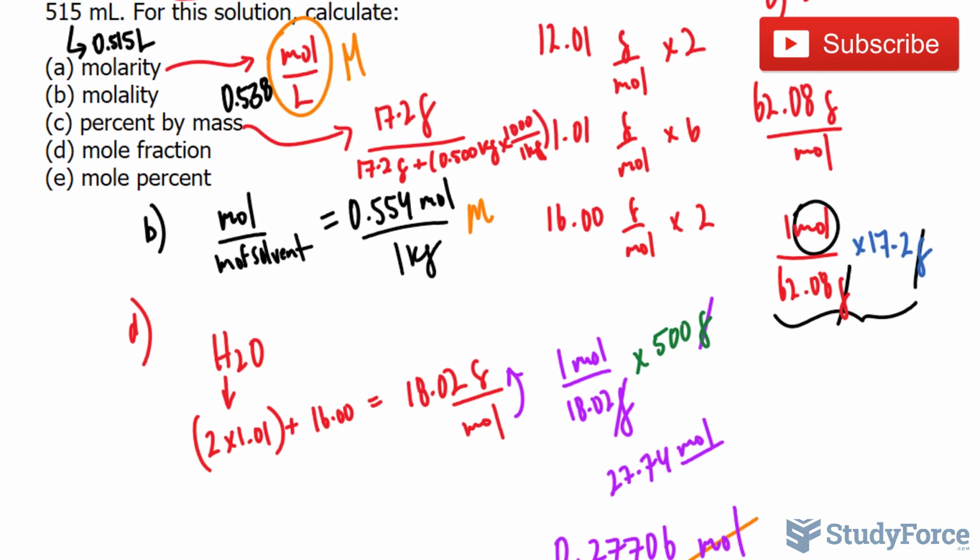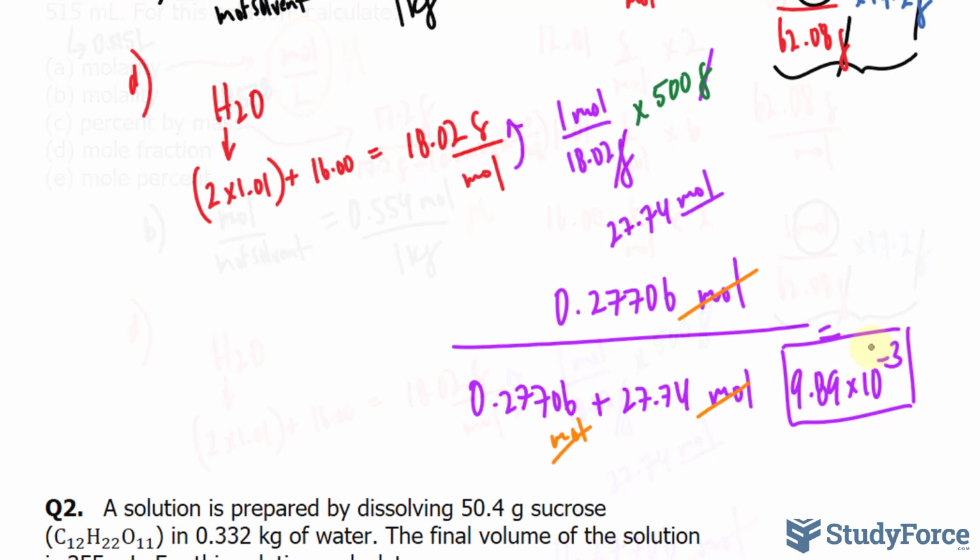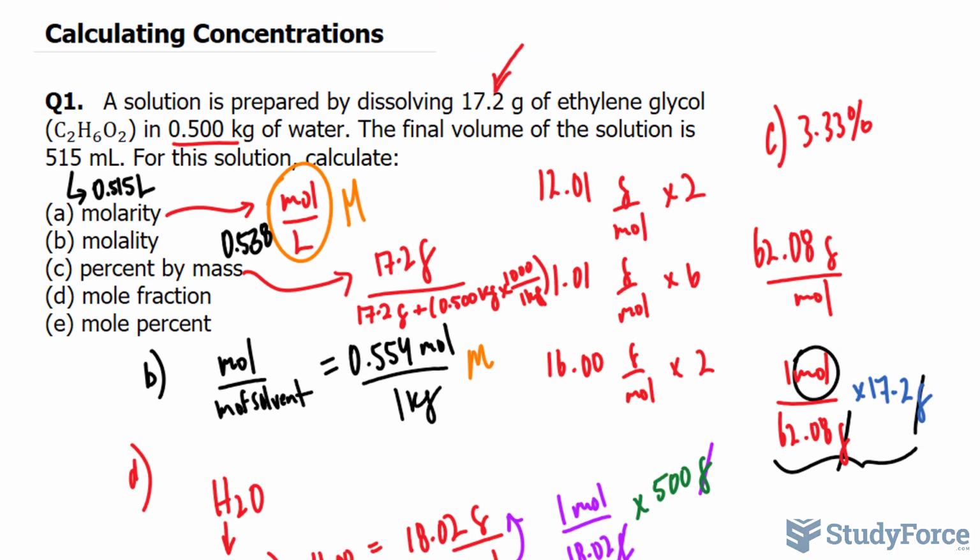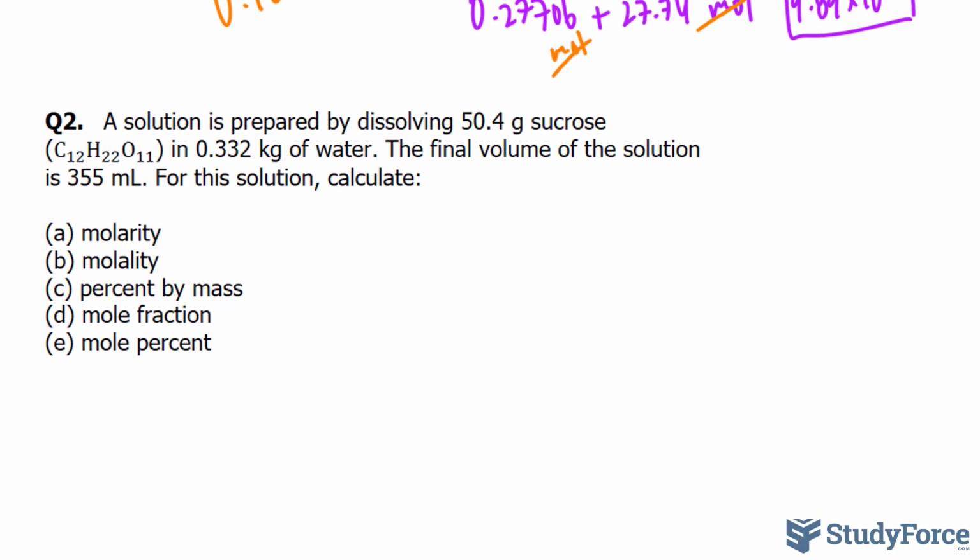Lastly, we have to find the mole percent. Multiplying this by 100 gives us 0.989%. That's the answer to question number 1. If you'd like to see the solution to question number 2, make sure you watch part 2 of this series. We'll see you soon.